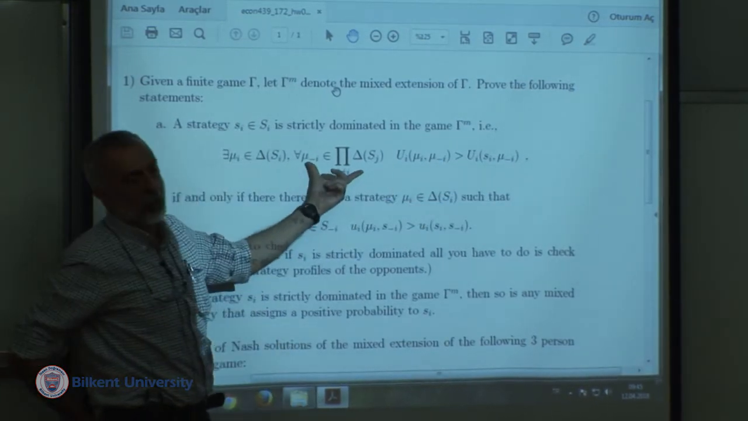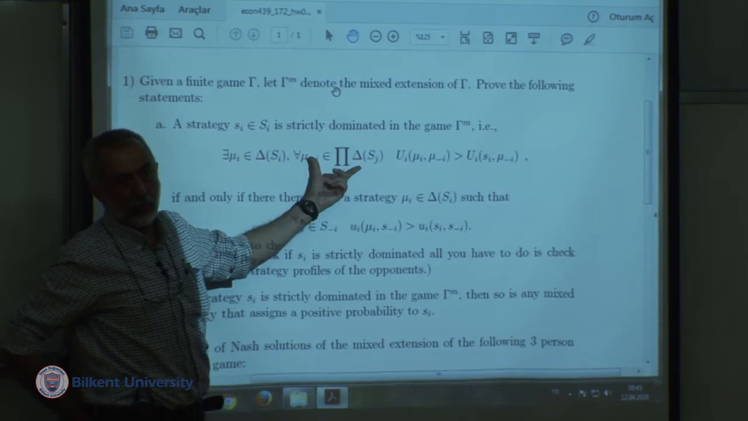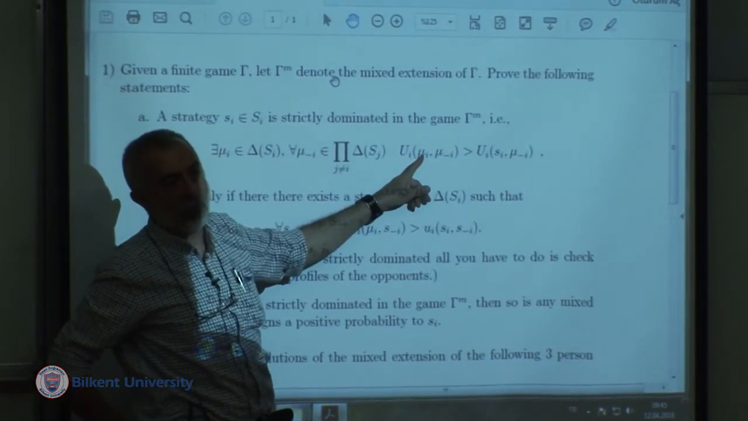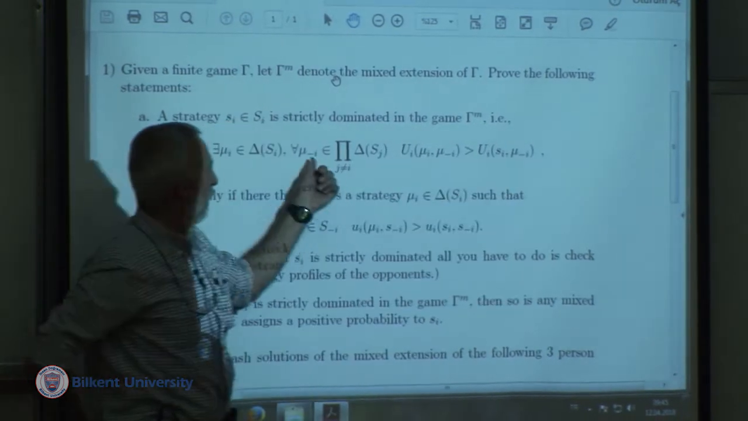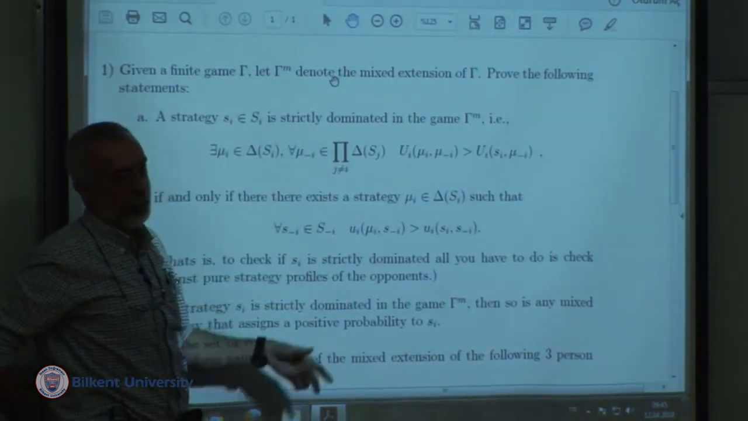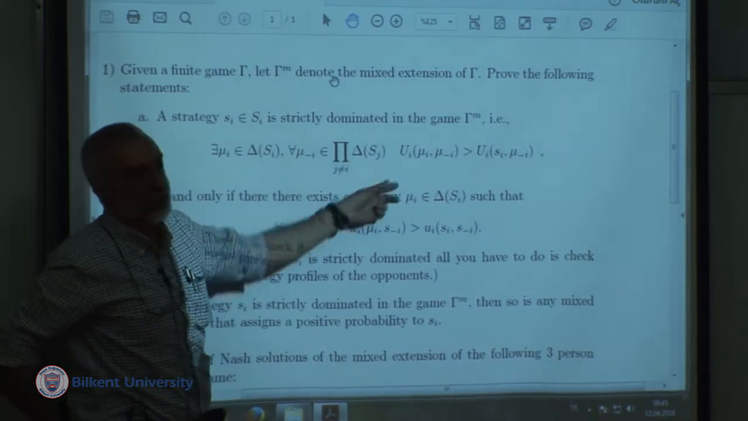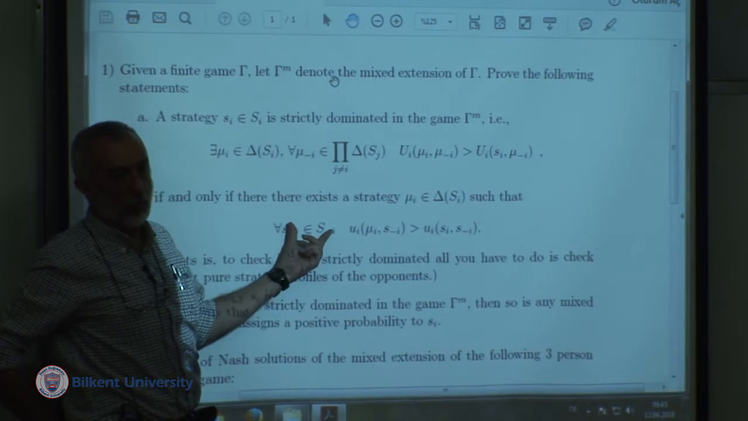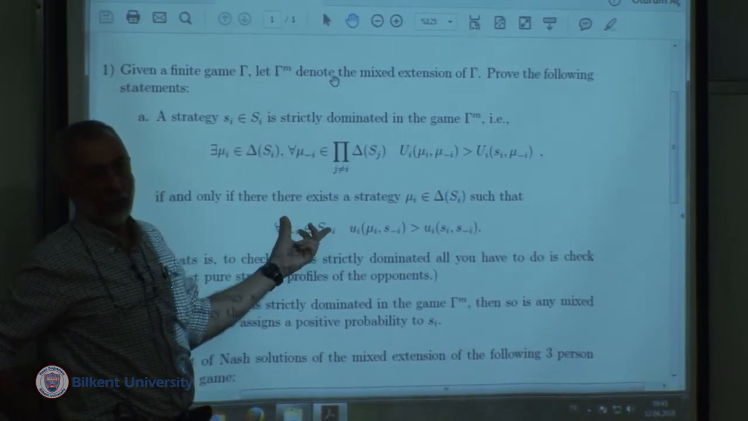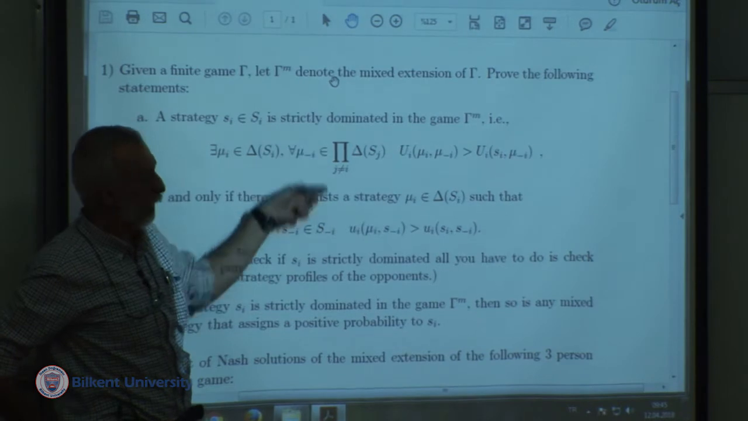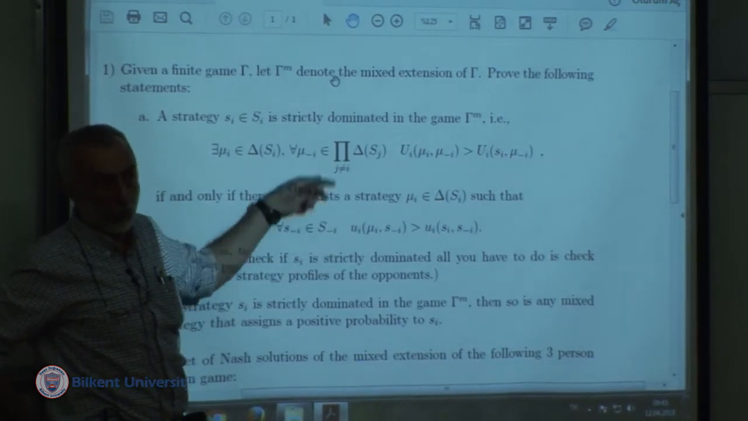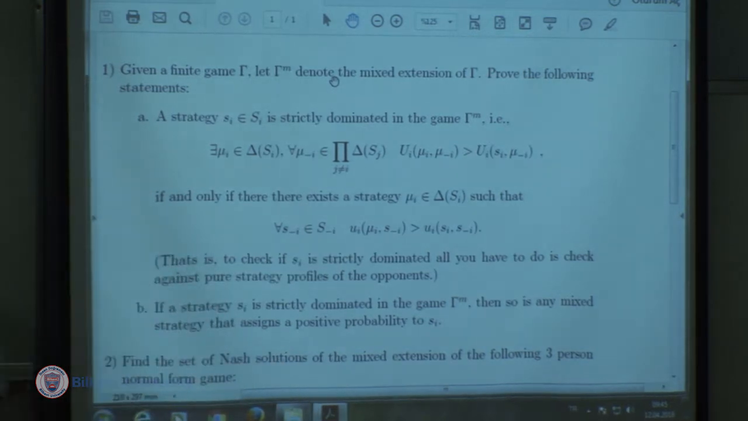So that's a pretty large set to check if mu I yields a higher expected payoff against Si given mu minus I. But what this statement says is that you don't have to check over all mixed strategies. You only have to check against pure strategy profiles of the opponents, okay? So it simplifies the task of checking for strict domination quite a bit, okay? So it's a nice proposition in that sense.